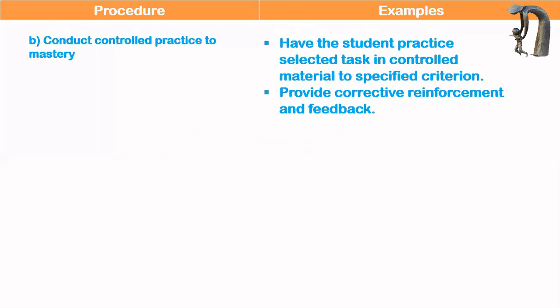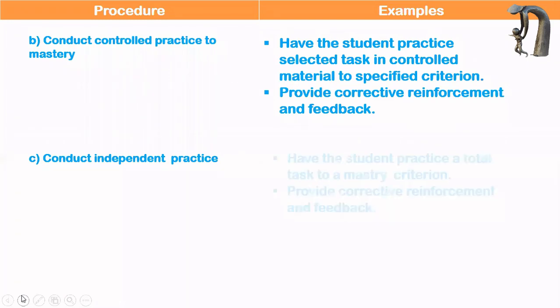And the third one is about conduct independent practice. Now you see here, in the second step of phase 2, the child conducts a controlled practice. That means with minimal instruction, with minimal support. Whereas here, conduct independent practice. So what does it mean?